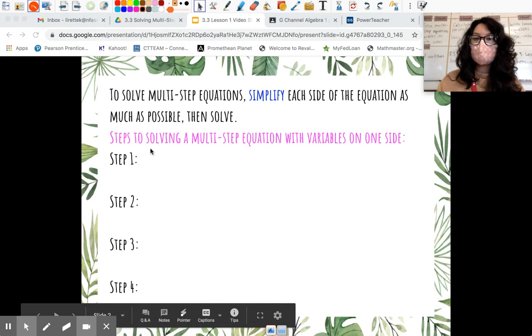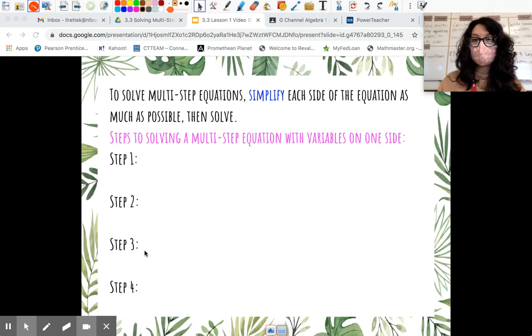Okay, so I like to break things down into repeatable steps where possible. Your teacher, if you have a different teacher, might use fewer or more steps than I have right here. I've broken it down into 4 different steps. When you're dealing with a multi-step equation, the first thing you want to do before you even try to solve it is simplify each side as much as possible. So the first 2 steps that I'm going to list here explain how to simplify. And again, these simplifying steps are as needed. Sometimes you may need to do certain things, sometimes you might not. It really depends on the equation.